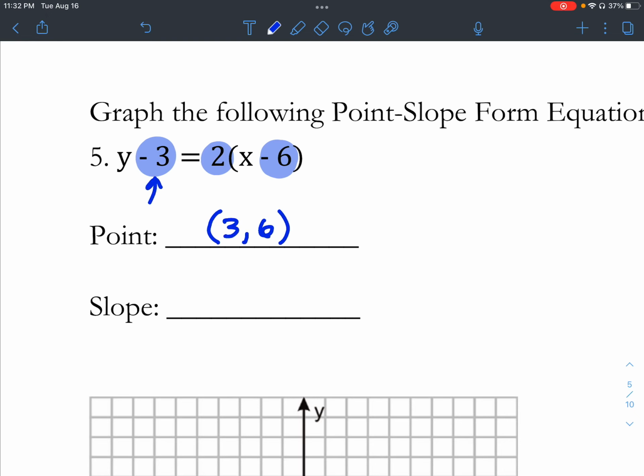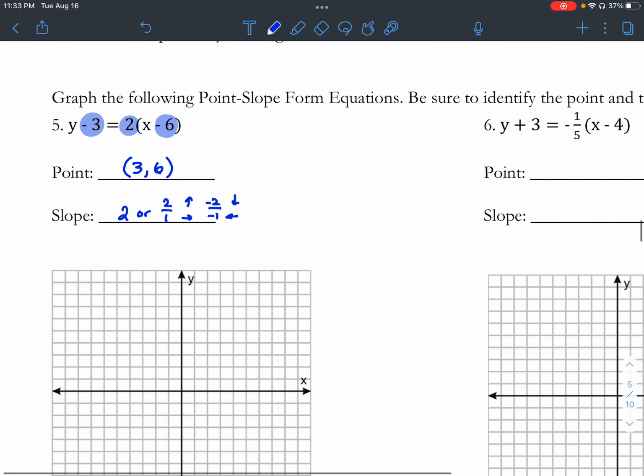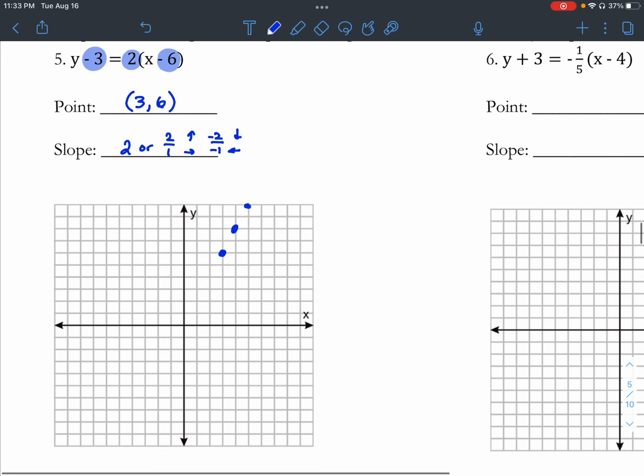I see a -3, I'm going to write a +3. I see a -6, I'm going to write a +6. The slope, the only number that is left right there, we're going to have that as 2. Or again, I will write that as 2 over 1. That is up 2, right 1. Or you can switch them. We can go down 2, left 1. Starting at 3, 6, looks like that should be right here. Up 2, right 1, up 2, right 1. Rinse, repeat.